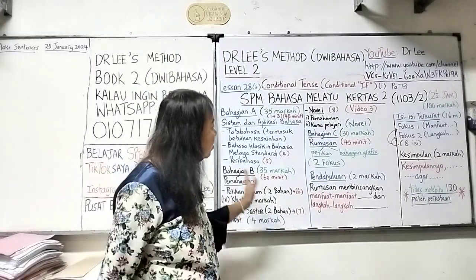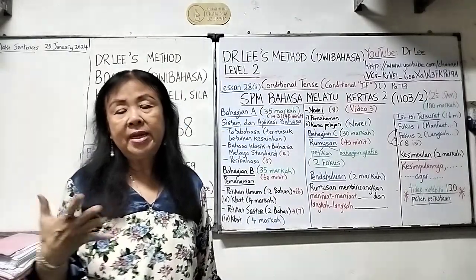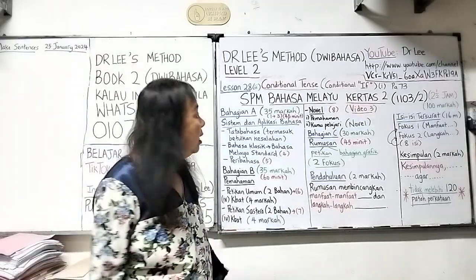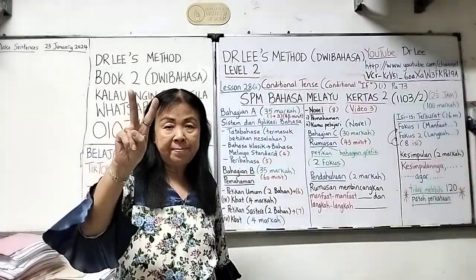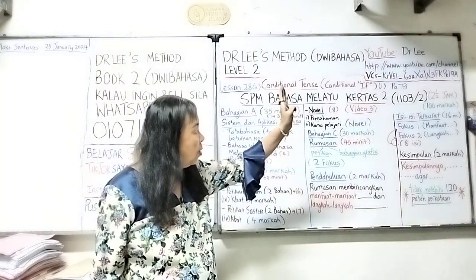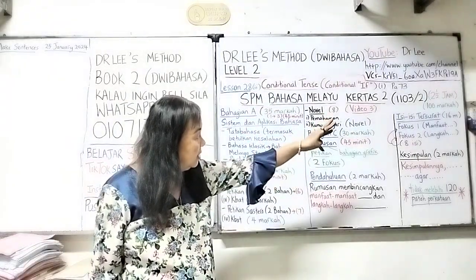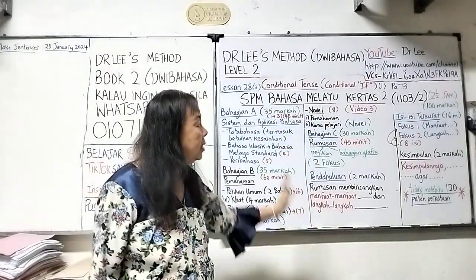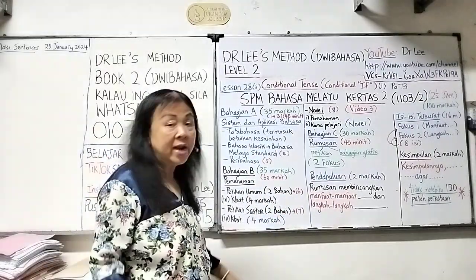Okay, so for this session, I'm going to give you guidelines, and I'm going to share with you my knowledge about SPM Bahasa Melayu Kertas 2, second paper. The paper is called paper 1103/2, and you have to finish this paper in 2 hours and 30 minutes. Okay, 2.5 hours.